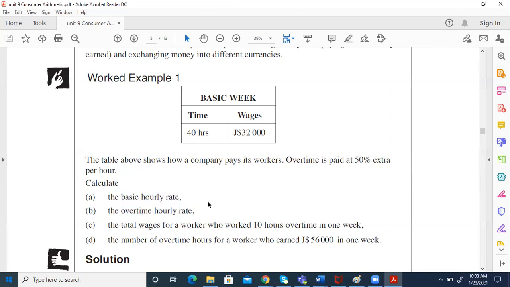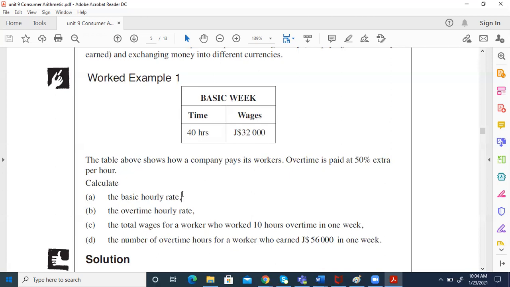So the ask is to calculate the basic hourly rate. What would you do? I would divide the $32,000 by the 40 hours, the wages by the time. Correct. Do the calculation, if you have a calculator, and put the answer somewhere. Then the next ask: what is the overtime hourly rate?